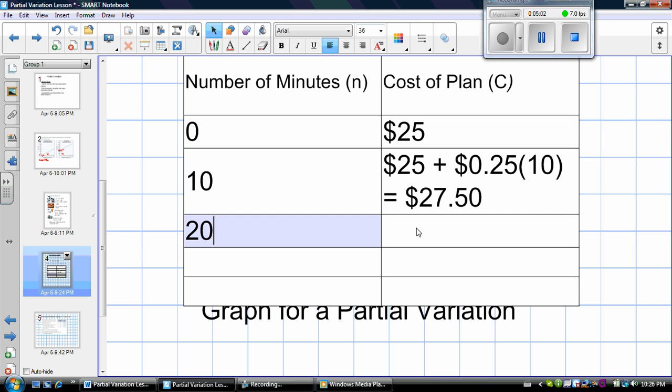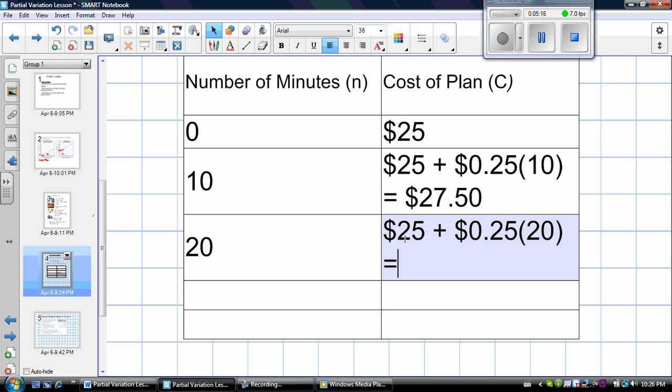20 minutes. Well, I'm going to pay the $25 plan plus 25 cents times 20 equals, that's going to equal, if you put that in your calculator, 25 plus 25 cents times 20, $30. Okay, and then after you should notice a pattern. 25, 27.50, 30, they're all going up by $2.50.